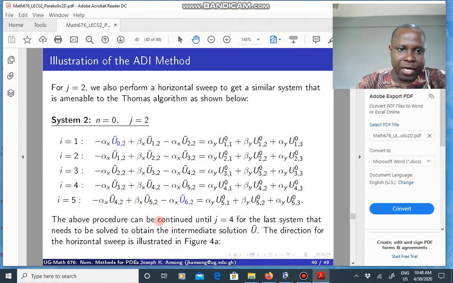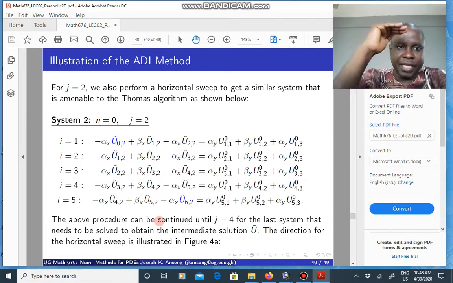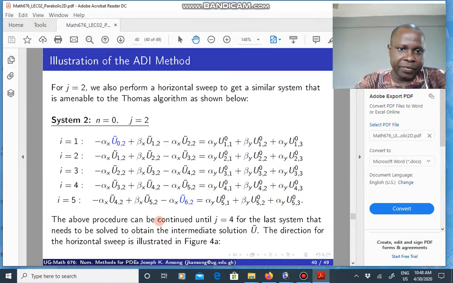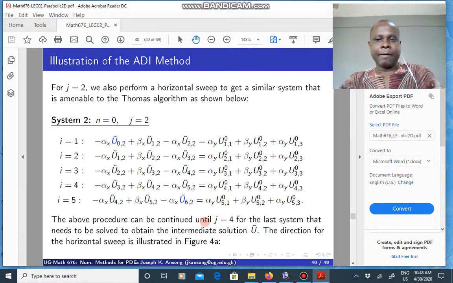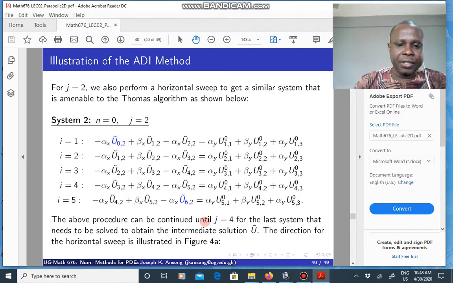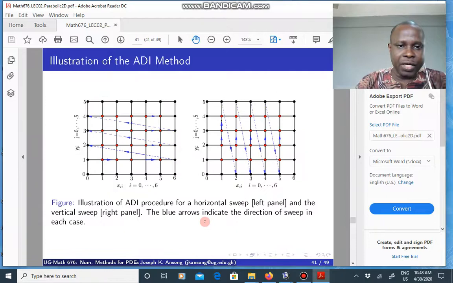Of course, you can do that and move to the next level when j is 2 and sweep horizontally again. All right, for various values of I. And you get a system very similar to what we got for j is 1. All right. Again, these are the boundary values. 0, 2, and then 6, 2 are the boundary values, which are known. You take them to this side, and again you get the matrix equation, or a matrix which is tridiagonal, and therefore you can solve it.